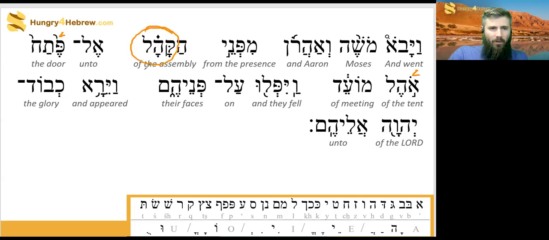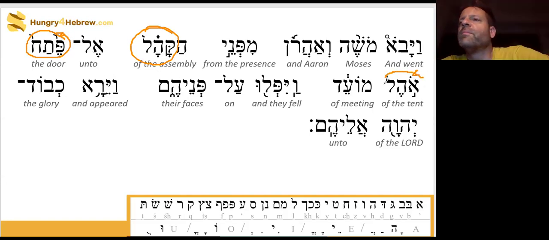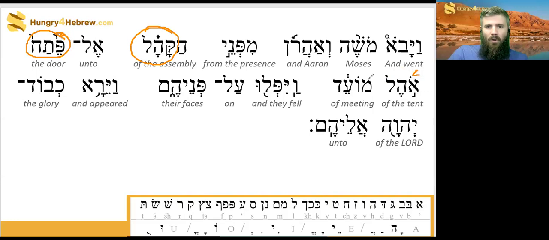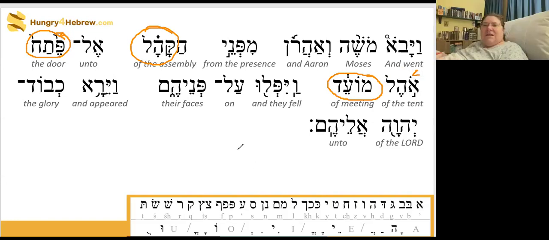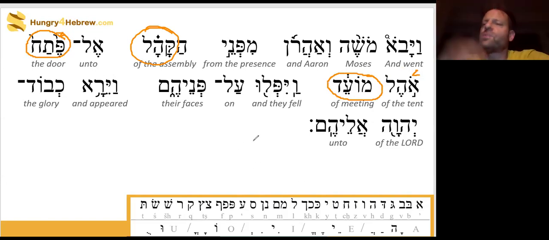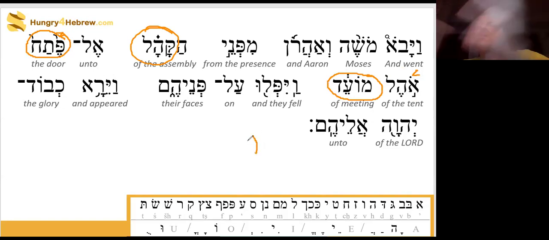There's that word we were talking about earlier, the assembly. Patach is opening something, so a petach is an opening, a door. Open entrance, yeah. An ohel is a tent. Flap, the flap of the tent. What is the root of moed? Moed. Yeah, meeting is correct. To come together.